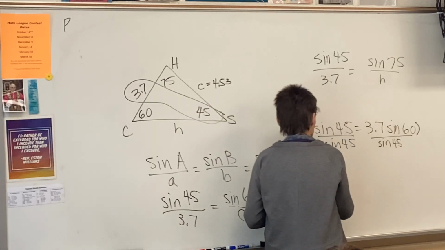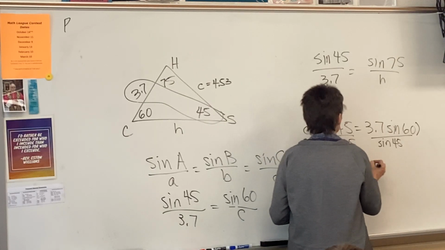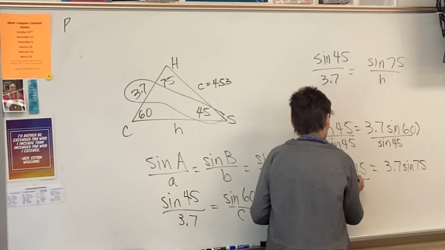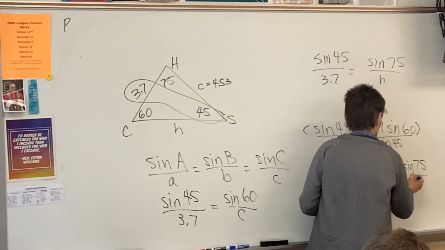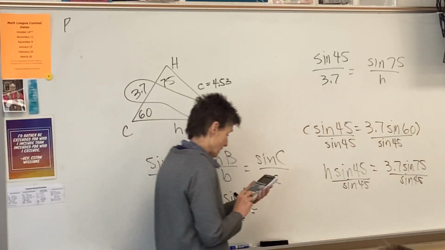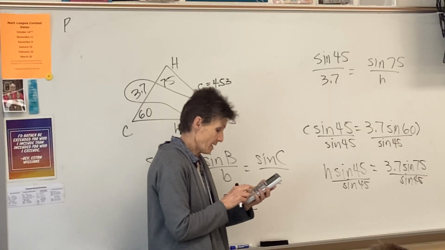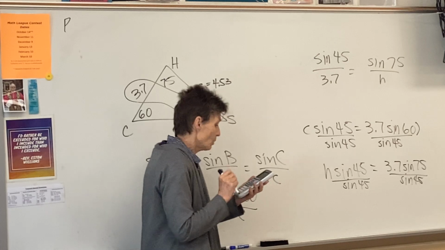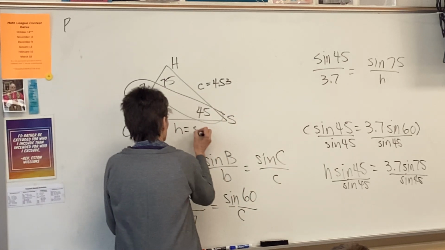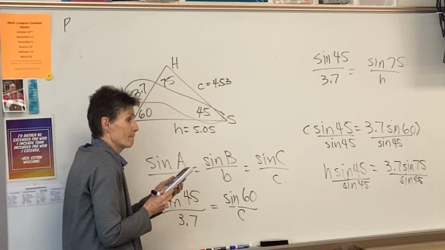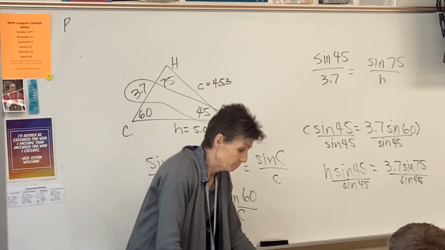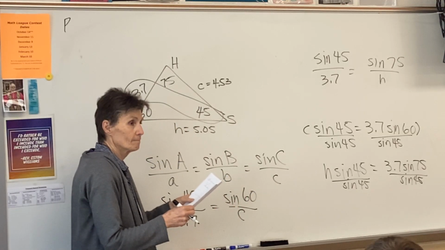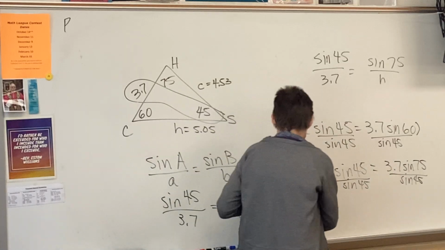How do you get that? So H sine 45 equals 3.7 sine 75. So 3.7 sine 75, close parentheses, divided by sine 45. What did you get for that one? 5.05? Pretty easy? All right, let's try the next one.